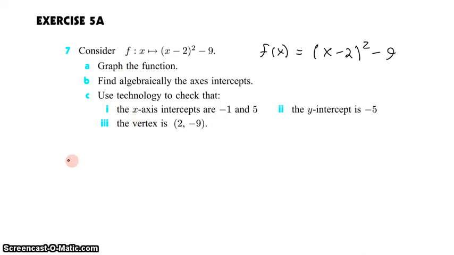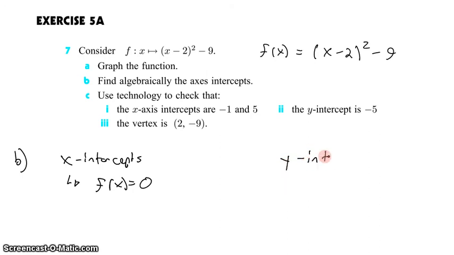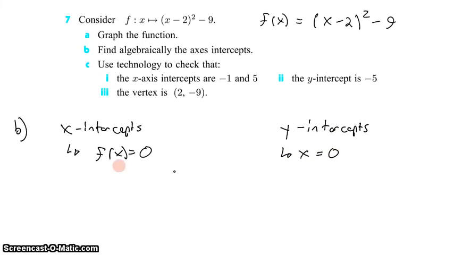Part B says to find algebraically the axes intercepts. So that's the x-intercepts and the y-intercepts. For the x-intercepts, these occur when f of x is equal to 0. The y-intercepts, or the f of x intercepts, occur when x is equal to 0. So we'll test the function under these two conditions. When f of x is equal to 0, we get 0 equals x take 2 squared take 9.